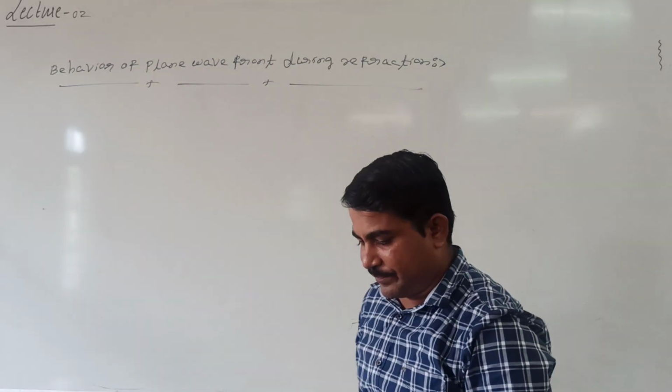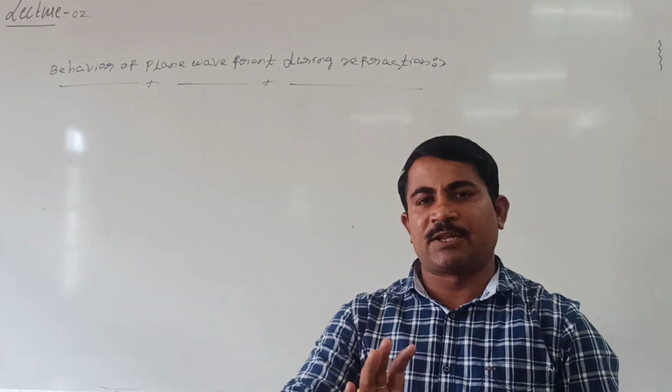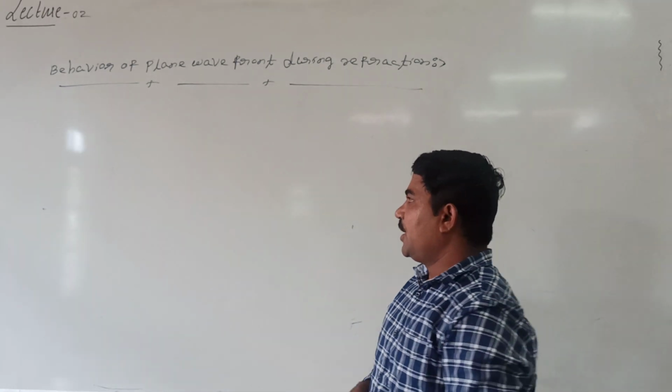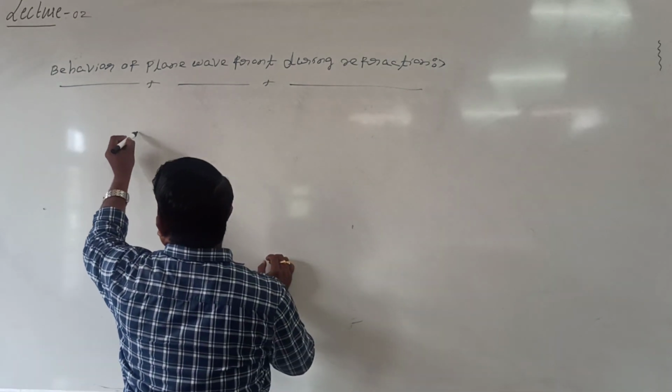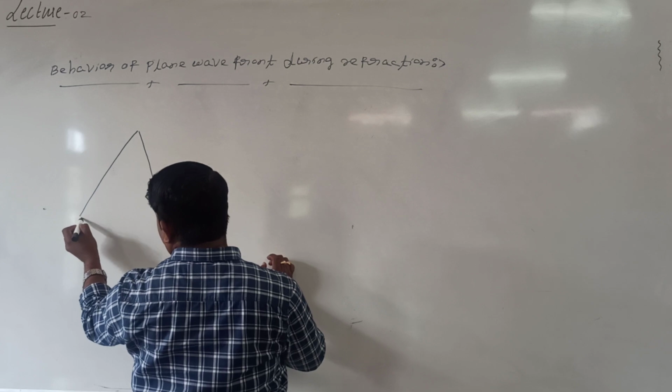In this concept we'll see how a plane wavefront incident on the lens and on the given prism is refracted. Look at it. Initially, I can take a prism. It is a very simple prism that is generally made up of glass.